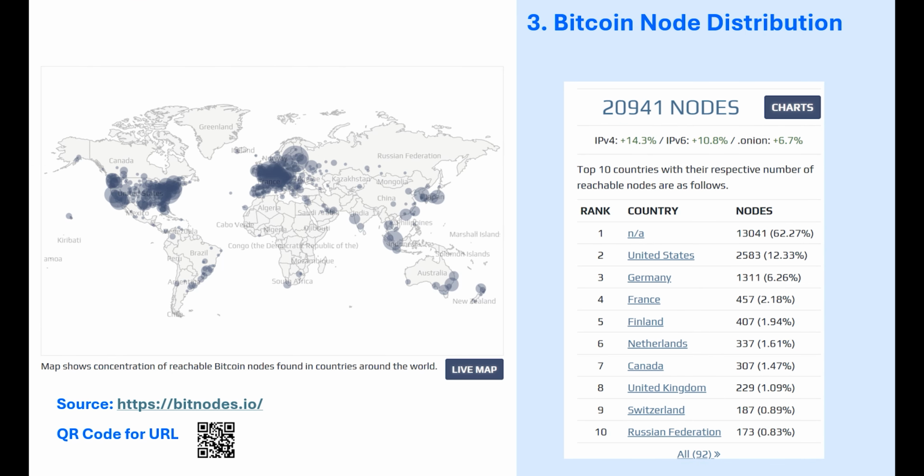As of late 2024, the top 5 countries with the most Bitcoin nodes are the USA, with approximately 2,583 nodes, followed by Germany, France, and Finland. The nodes are kept in sync around the world in real time. Bitcoin and Ethereum achieve this using a gossip protocol to propagate data. It is not possible to identify the location of many nodes, hence why there is a large number under the category NA. You can use the link or scan the QR code using your phone's camera to find the live map of the Bitcoin nodes around the world.